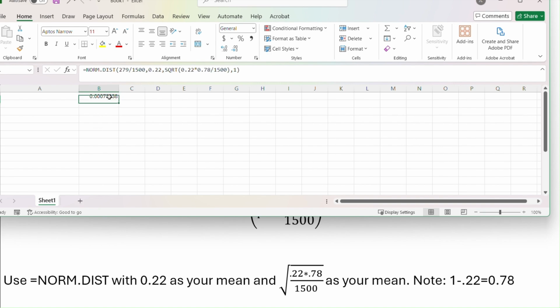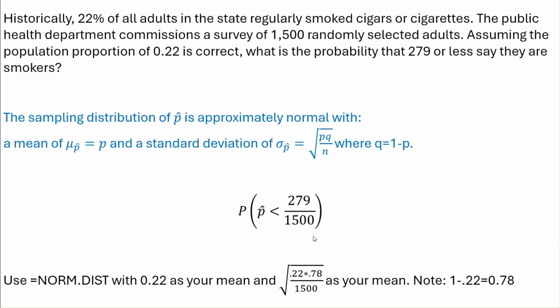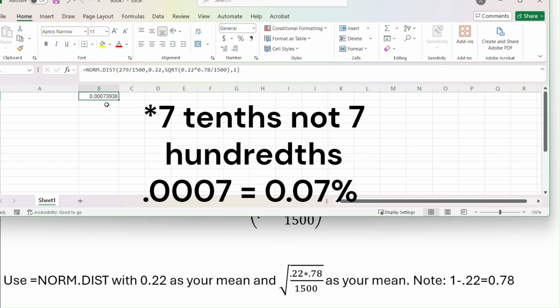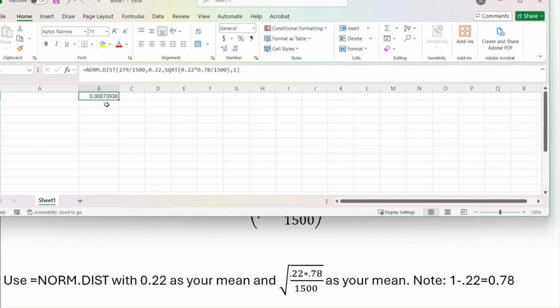So this means that if 22% of the population smokes, then the probability of taking a sample of 1,500 people in which less than 279 of them say they smoke is a really, really small probability. It's less than 1%. It's like 7/100 of 1%. But that's the probability. Now, this is just looking ahead to what we're going to do later in the course. If I take a sample of size 1,500 and only 279 of them smoke, maybe it's not true that 22% of the population smokes. So we'll look at that later.